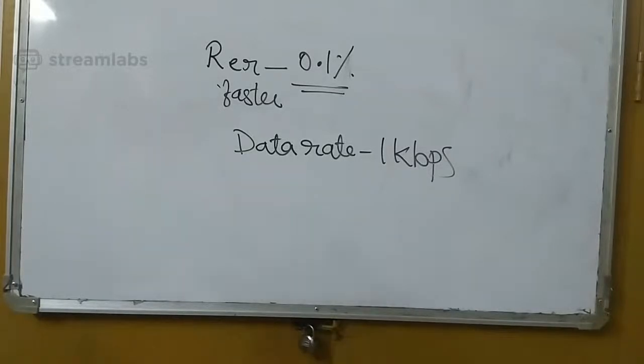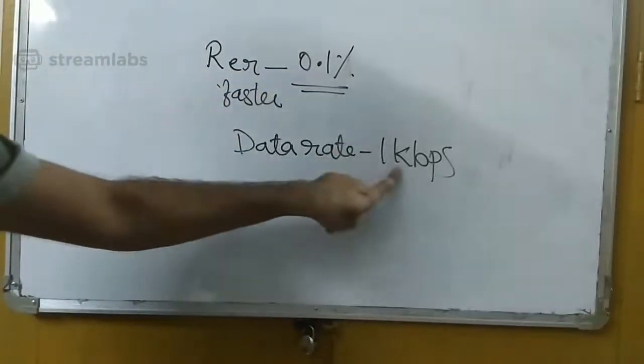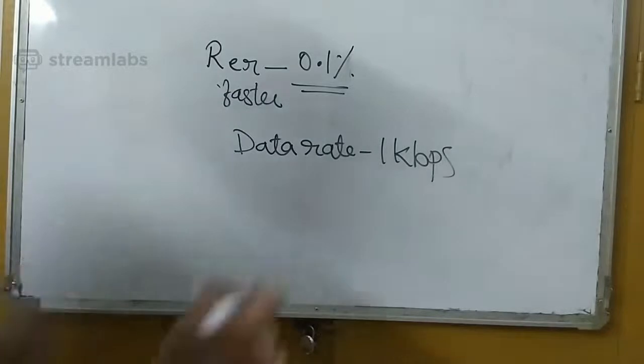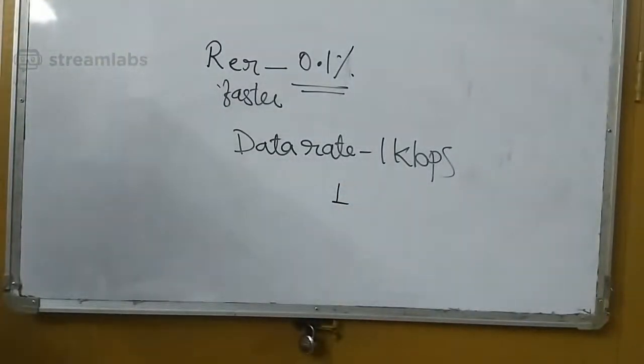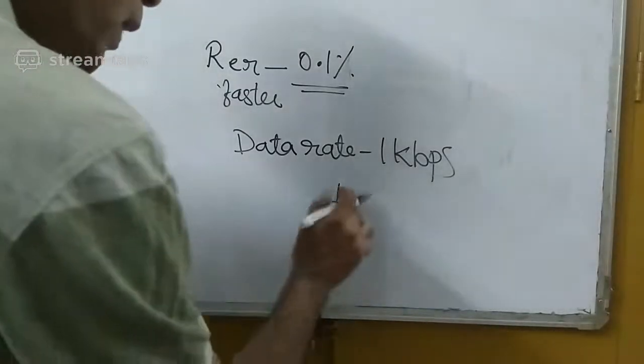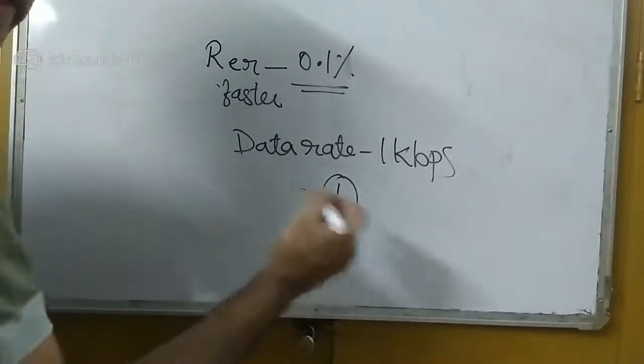Basically, it is a kind of synchronization technique. Now say, 0.1% of 1 kbps is how much? It is 1. 0.1% of 1 kbps is 1. So if it is 1, the number of extra bits the receiver is going to receive is 1 extra bit.